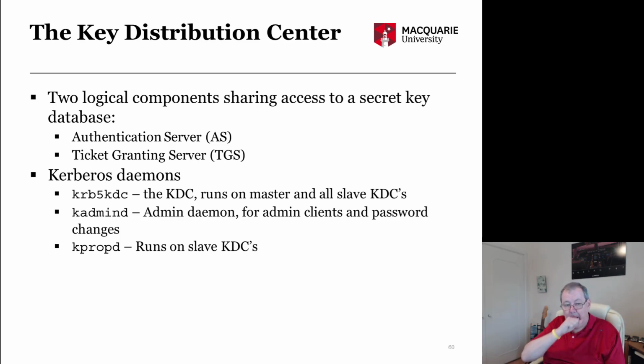It's done outside. Now, because the KDC is a central, vital component, it's quite common to have slave KDCs that also have copies of the secret database, and they have their own authentication server and ticket granting server. These slave KDCs get their database by running something called kpropd, which propagates the secrets from the master KDC to the slave KDCs.